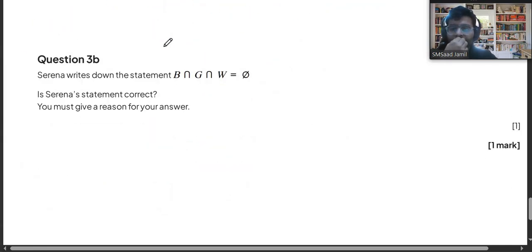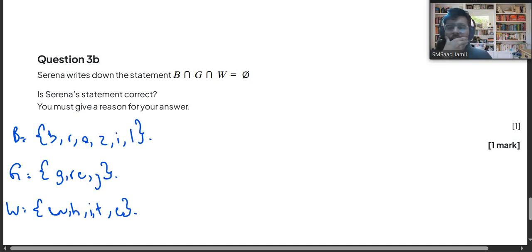Moving on to the next question, it says Serena writes down the statement B intersection G intersection W is not possible. Is Serena's statement correct? You must give your answer. So I have already written all the sets of this. So first let's write B intersection G.